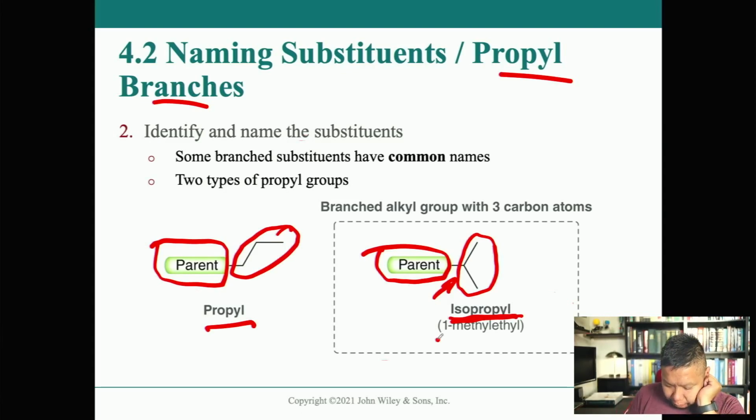Also known as the 1-methyl-ethyl, right? Which makes sense. Why is it 1-methyl-ethyl? Well, because IUPAC says you can name this carbon 1, carbon 2. That makes the ethyl part because it's 2 carbons. And then on the first carbon there's a methyl group, 1-methyl-ethyl. But we all call it isopropyl, right?